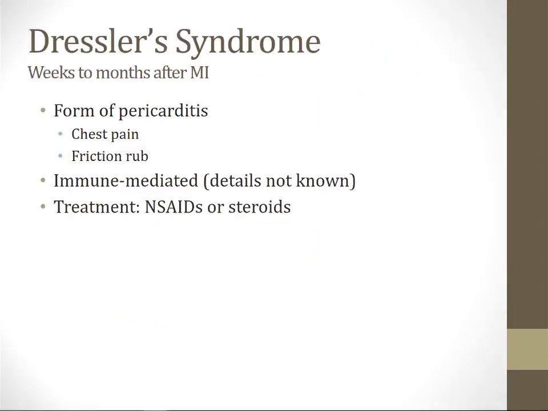Dressler syndrome is a form of pericarditis that occurs weeks to months after myocardial infarction. It presents just like other forms of pericarditis with chest pain and a friction rub, and I talk about all the clinical features of pericarditis in the video on pericardial diseases. Also, just like other forms of pericarditis, this is an immune-mediated phenomenon, although the details are not known. Something about the ischemia triggers an immune reaction against the pericardium in a subset of patients, and that immune reaction takes several weeks or months to develop. And the treatment is the same as for other forms of pericarditis. It's with nonsteroidal anti-inflammatory drugs or steroids or the medication colchicine.